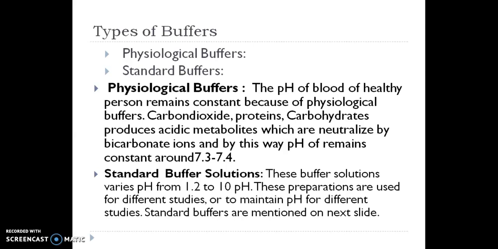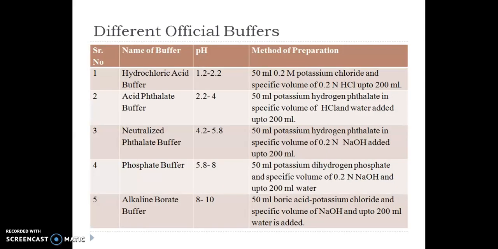And the different standard buffer solutions you can see, that is the hydrochloric acid buffer, which has the pH 1.2 to 2.2. Second, that is the acid phthalate buffer having the range 2.2 to 4. Neutralized phthalate buffer having the pH range 4.2 to 5.8. Phosphate buffer, that is 5.8 to 8. And last one, that is the alkaline borate buffer having the pH range 8 to 10.